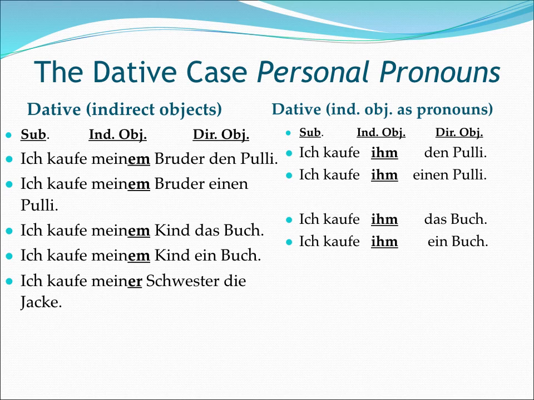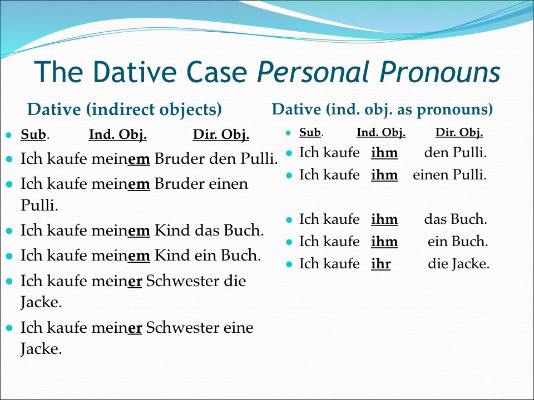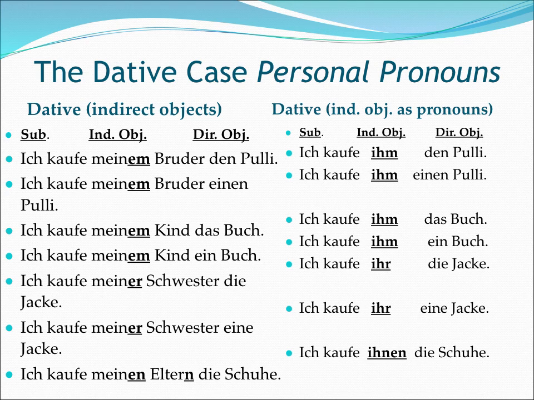And ich kaufe meiner Schwester die Jacke. I'm buying the jacket for my sister. Ich kaufe ihr die Jacke. I'm buying the jacket for her. Ich kaufe ihr eine Jacke. I'm buying a jacket for her. Und ich kaufe meinen Eltern die Schuhe. I'm buying shoes for my parents. Ich kaufe ihnen die Schuhe. I buy the shoes for them.